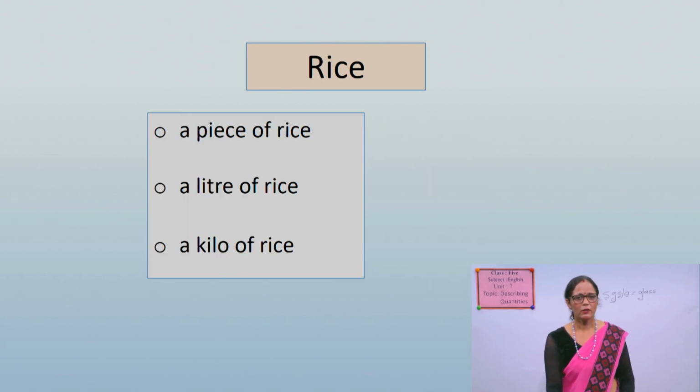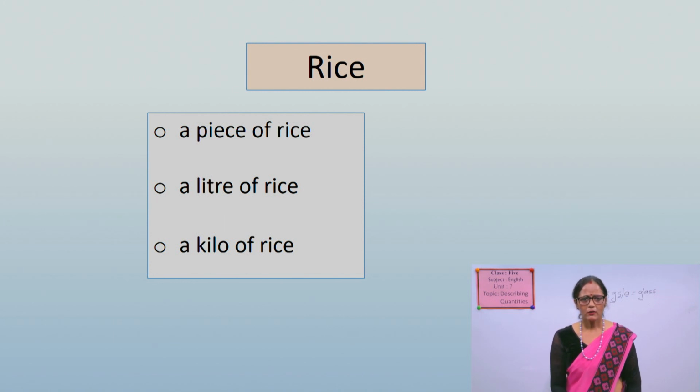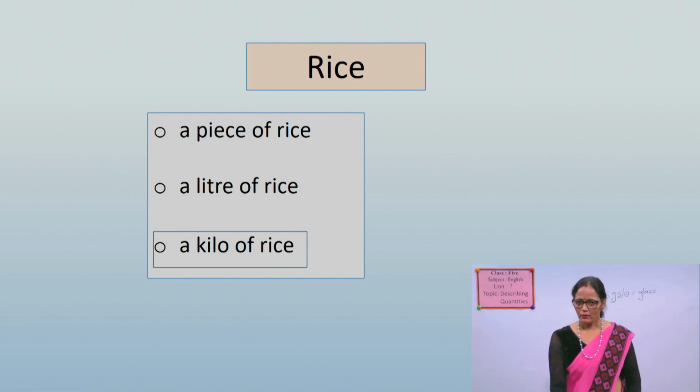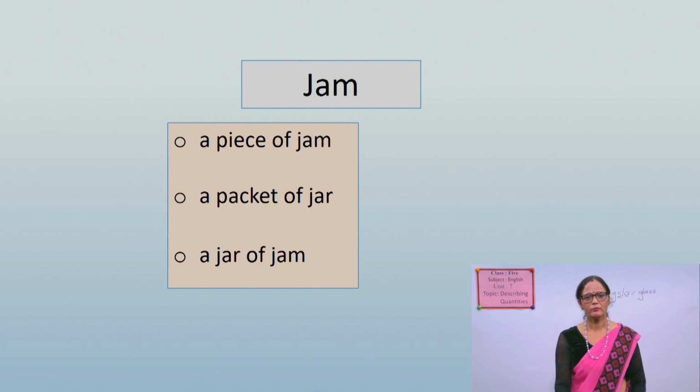Next noun is here, rice. Again, we cannot count rice. Then, which is the correct quantity word for the rice? A piece of rice, a liter of rice, a kilo of rice. Which one? Very good. We can say a kilo of rice. Thank you very much. Jam.